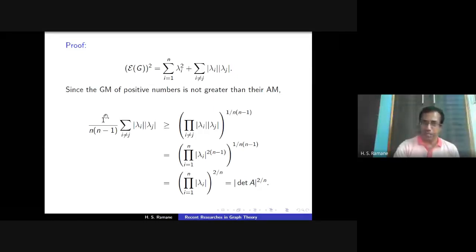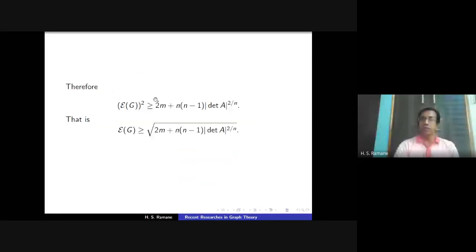So using this relation, the arithmetic mean is greater than or equal to the geometric mean. Okay, so the product of lambda i into lambda j simplifies, and we get lambda raised to the power 2 over n, and the product of lambda is nothing but the determinant value. Okay, it is nothing but the determinant value to the power 2 by n. So this can be replaced with n into n minus 1 into determinant of A to the power 2 by n here, and this is 2m. So you can get the energy of G is greater than or equal to square root of 2m plus n into n minus 1 into determinant of A to the power 2 by n. Okay, so this is the lower bound.